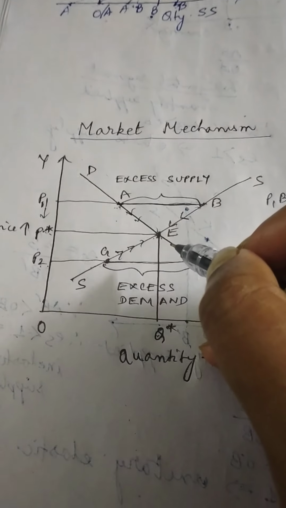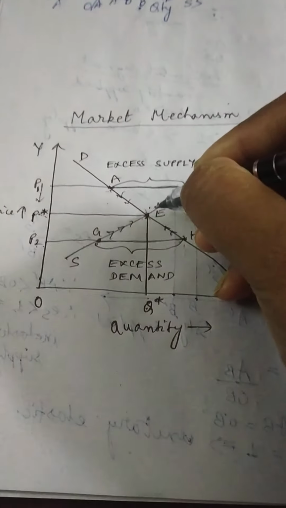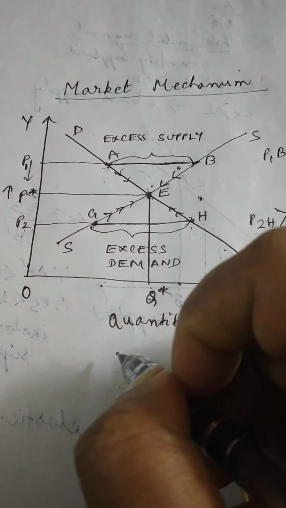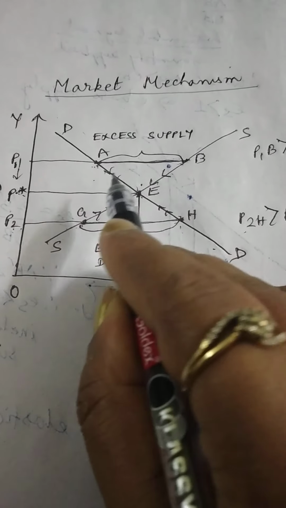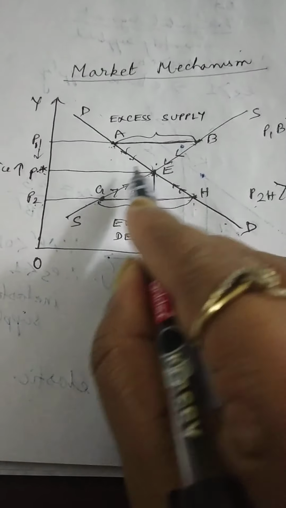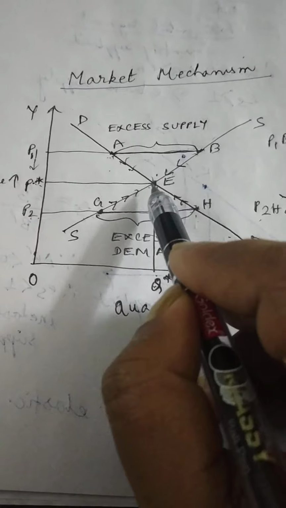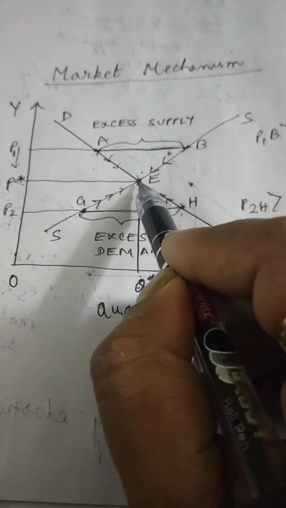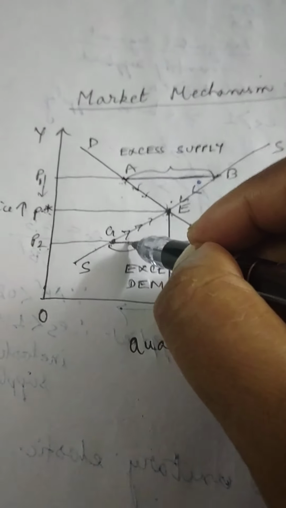By the forces of demand and supply, and this equilibrium point E is a stable equilibrium. Now what do you mean by stable equilibrium? That means neither the producers nor the consumers have any tendency to move away from this point. That means that any disturbances which will try to shift the point from E will again restore it back automatically.